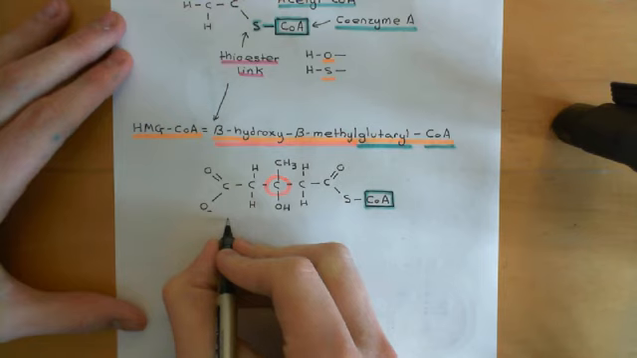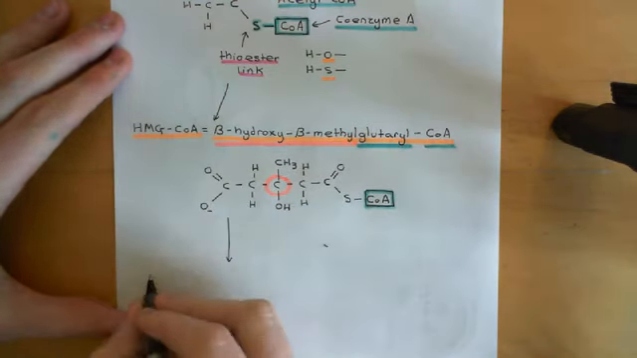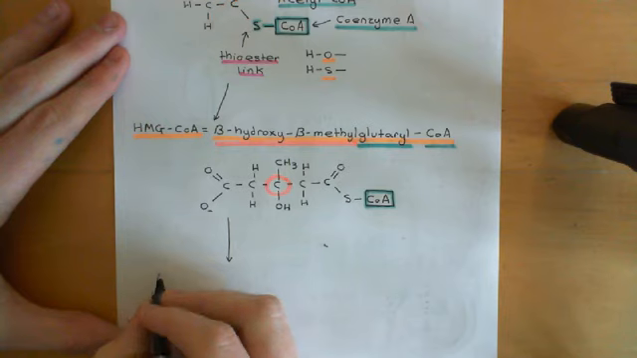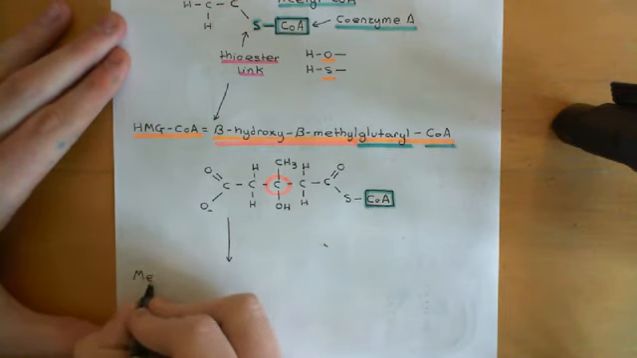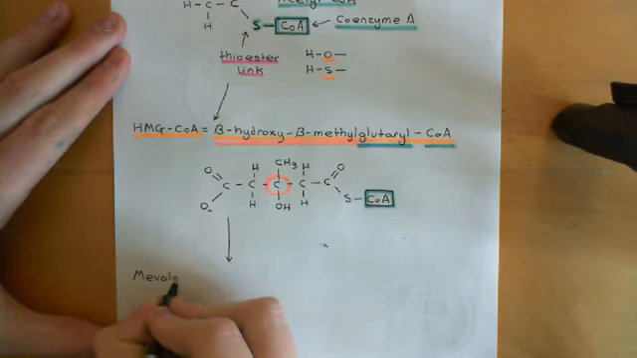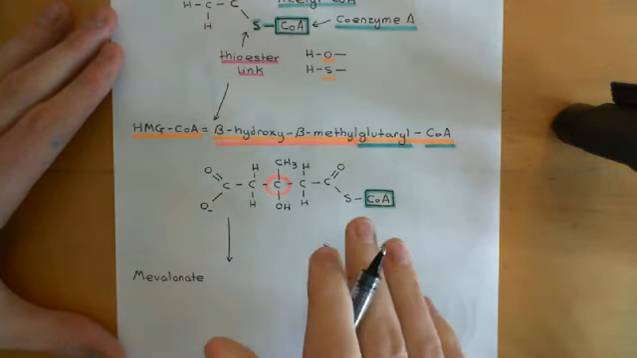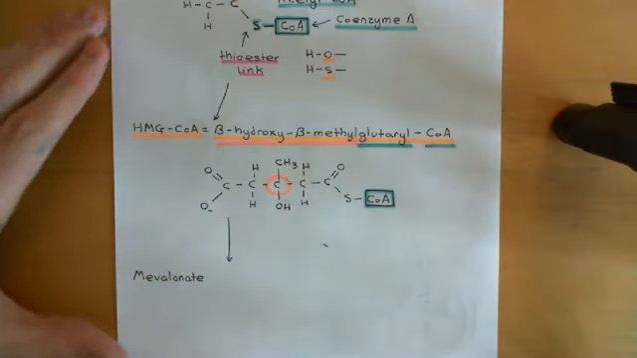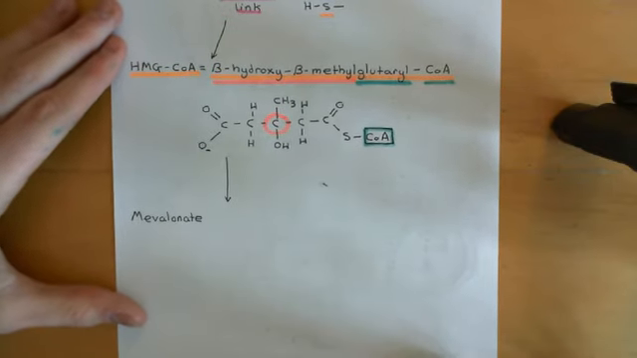Okay, so the next reaction is the conversion of beta-hydroxy, beta-methylglutaryl-CoA, or HMG-CoA, into a molecule called mevalonate. Let me firstly draw out the structure of mevalonate, and then we'll discuss what is actually going to occur in this reaction and the enzyme which catalyzes it.